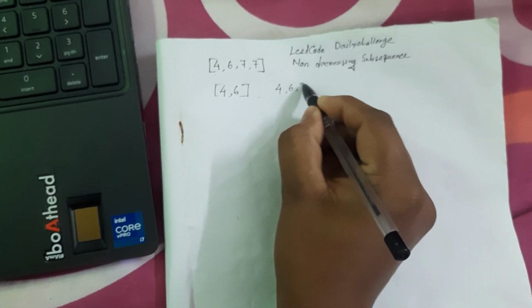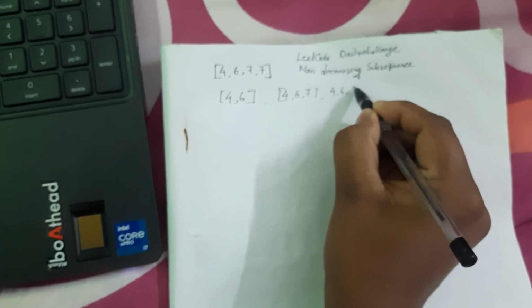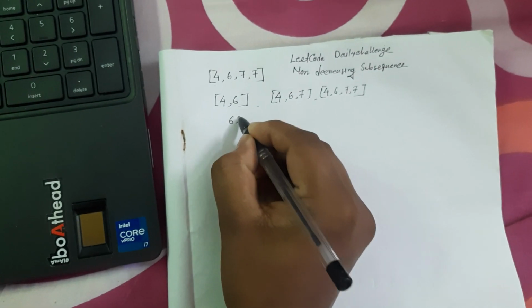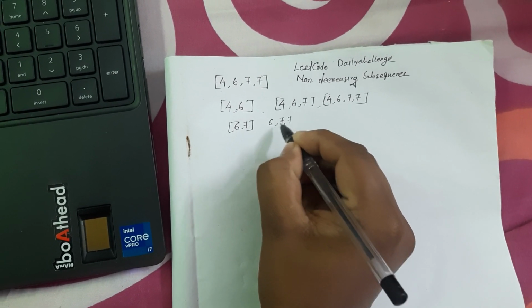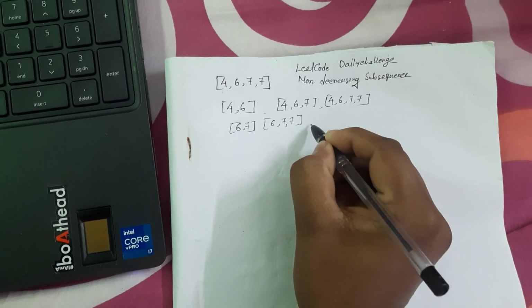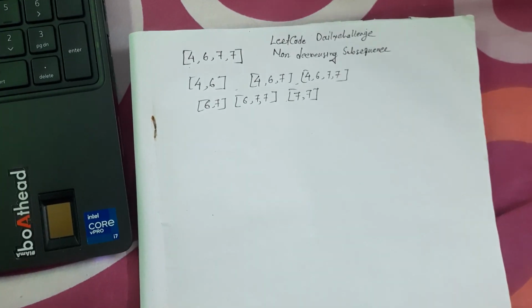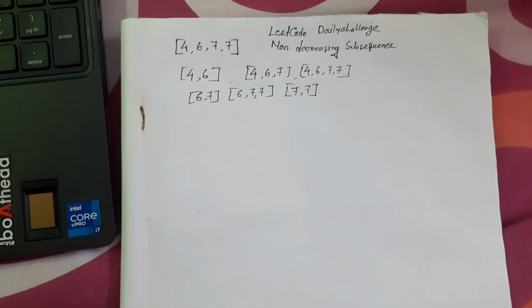So 4, 6, 7, then we have 4, 6, 7, 7, then 6, 7, 6, 7, 7 and 7, 7 also. So this is all our non-decreasing subsequences.